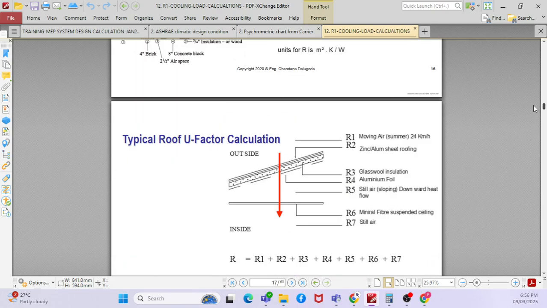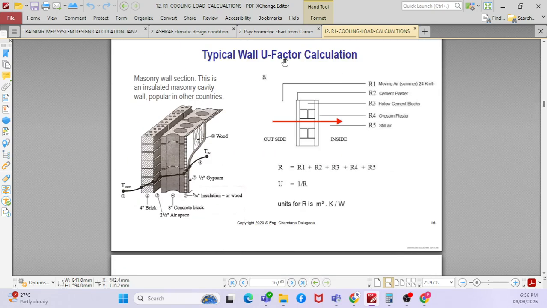Can you see the U factor calculation? Each and every material has a resistance. The more the resistance, the lesser the U value, right?